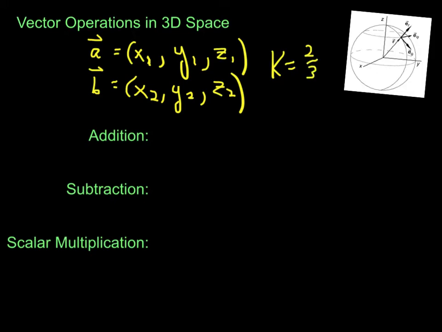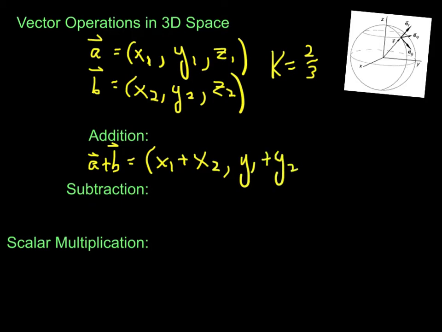If I were to ask you to add A and B, vector A plus vector B, it would be x1 plus x2, y1 plus y2, and this right here is the only difference. We have a z component, so we have to add our z's.